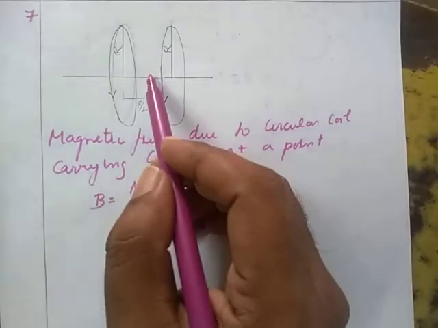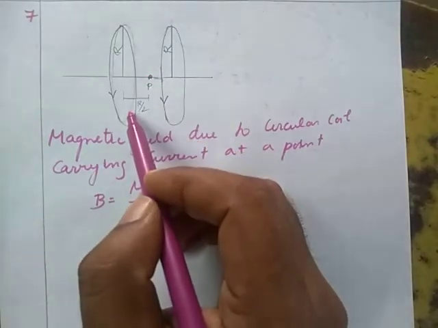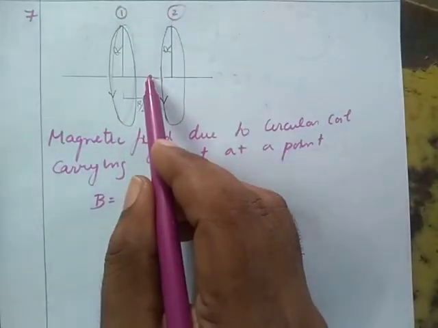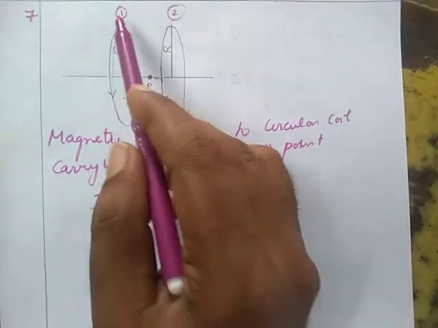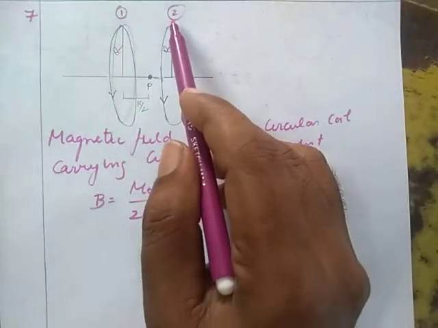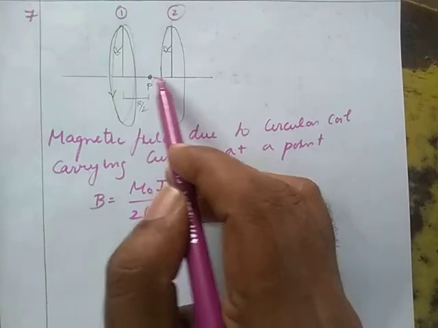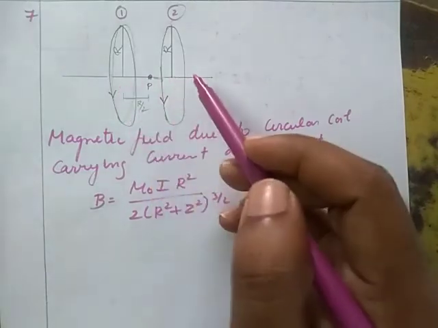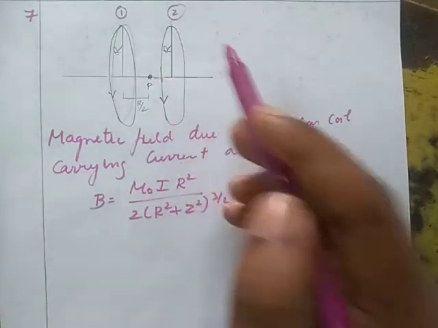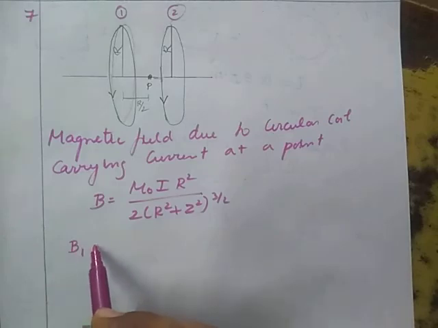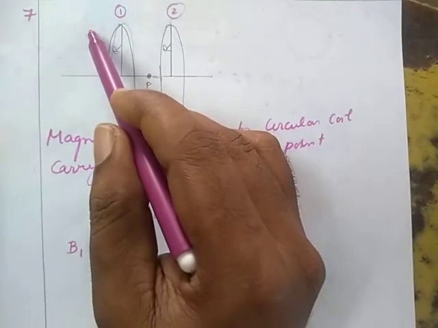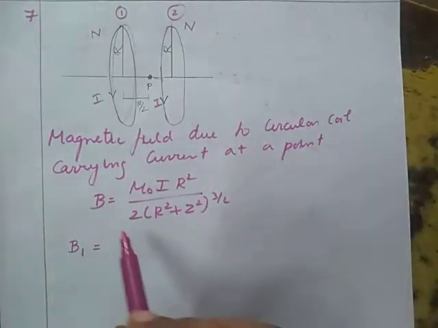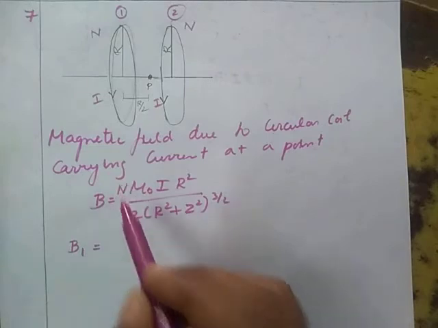Okay, here I am considering the point P, it is at a distance r by 2. It is coil 1, it is coil 2. At this point, the magnetic field due to coil 1 is along this direction, and for this coil the magnetic field is along the same direction, so we can add the magnetic field due to the first coil and the second coil at point P. For the first coil, B1 is equal to, here it is having N turns, here also N, then the current is I, here also current I. So we can modify the formula with N.